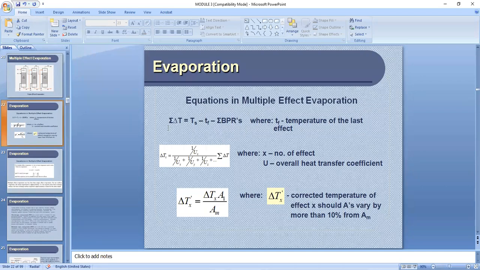So your summation of delta T is equal to this time the difference in the temperature of the steam, that of the feed, and the summation of BPRs. If there's no BPRs, then it would simply be that of the steam minus the feed. Now, temperature of the last effect rather. This is actually, in our case, T sub 3 if we have a third effect, T sub 4 if we have a fourth effect. Okay, so T sub F is the temperature of the last effect, not the feed. I got confused here because it's written as F.